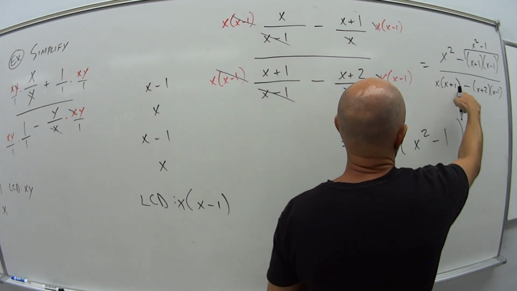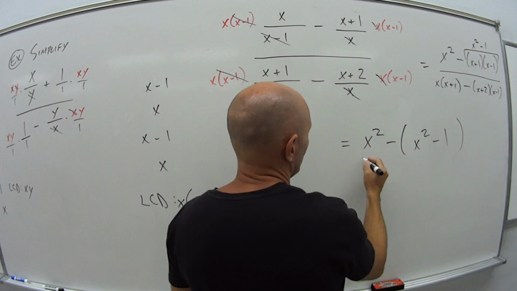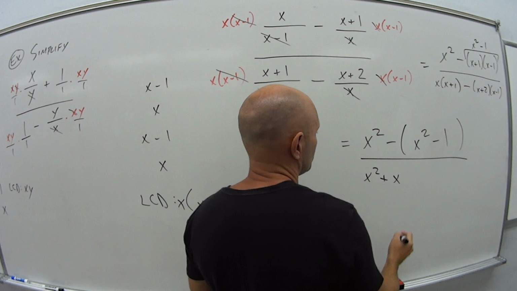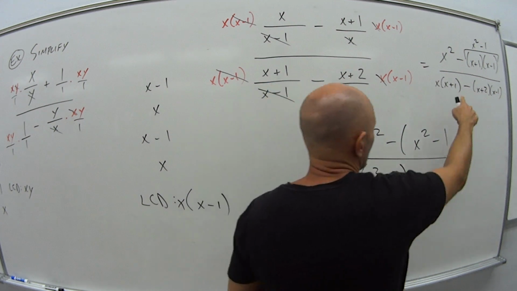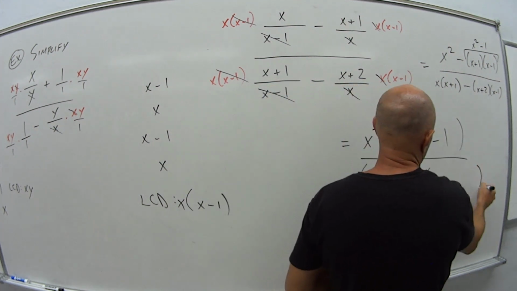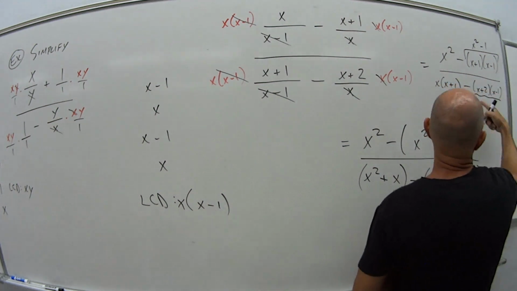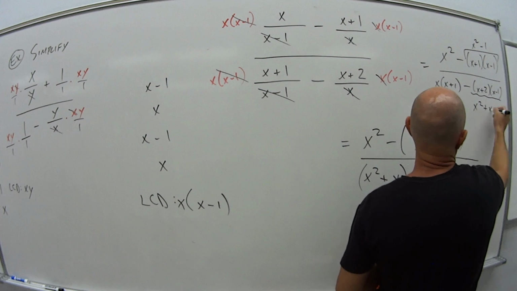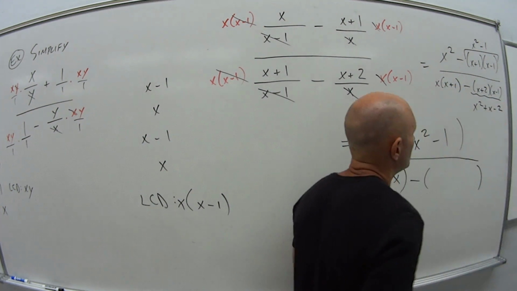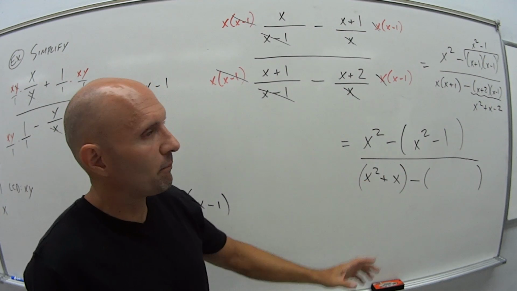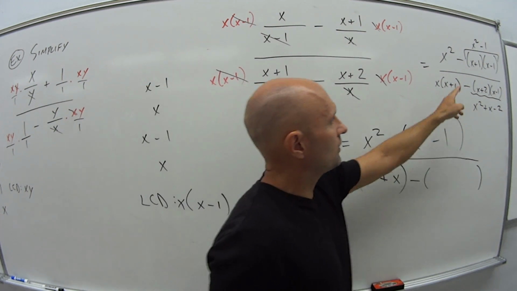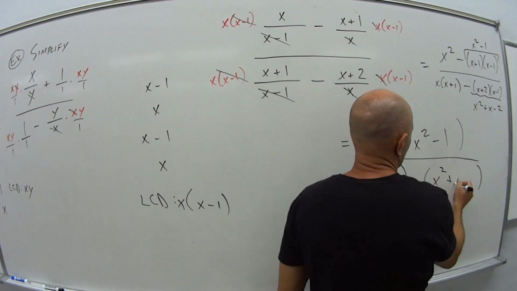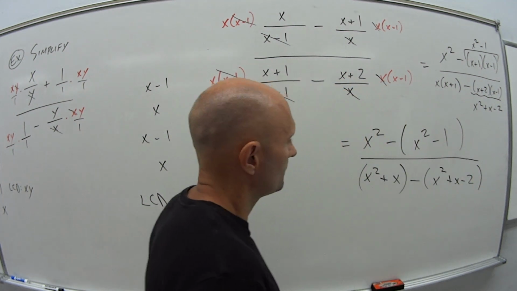How about down here? x times x plus 1, so we get x squared plus x. And then we're subtracting. Well, what are we subtracting? If I FOIL this piece out, I get x squared plus 2 minus 1 is plus x minus 2. So if you FOIL that out, you should get that. But we're subtracting the whole thing. We're not just subtracting x squared. We're subtracting the entire x squared plus x minus 2.